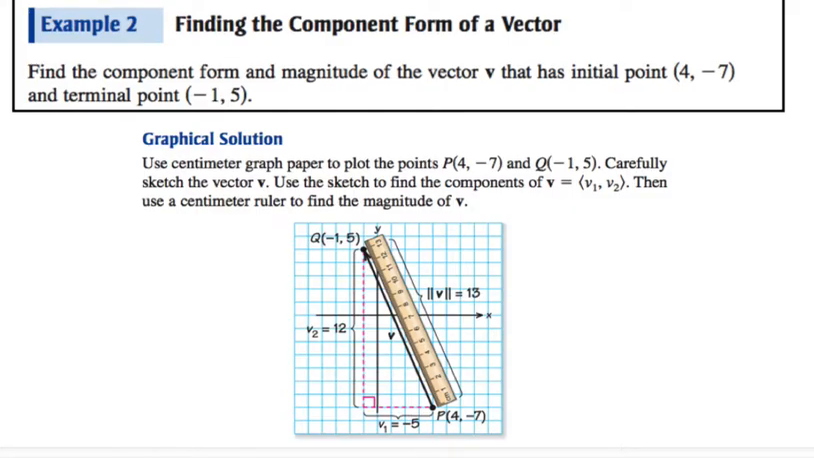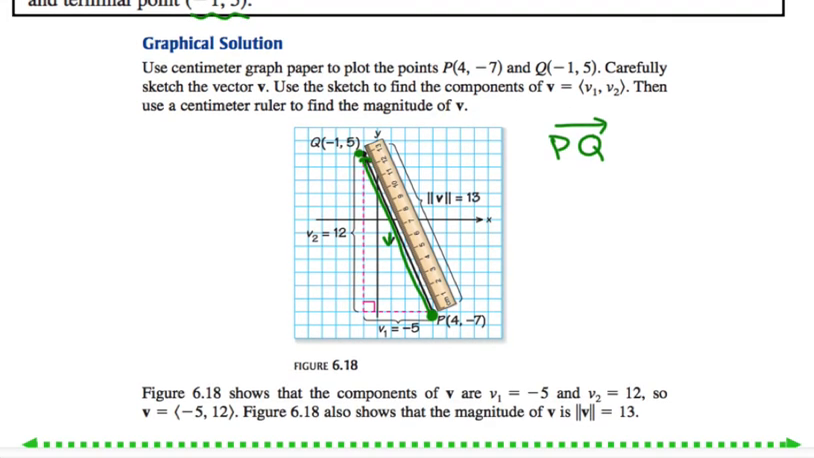All right, so here's our example. We have an initial point of 4, -7. So that's graphed down here. And then we have a terminal point of -1, 5. So there's your Q. So you're going off and graphing this vector PQ, and you're calling it vector V. So we could sketch the graph, and then we can find the two pieces, the magnitude and the component form.